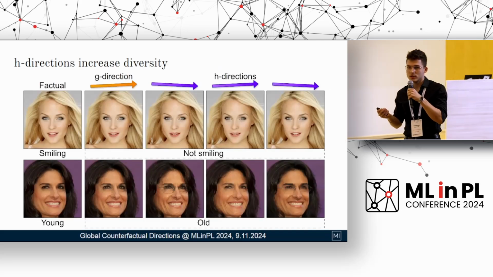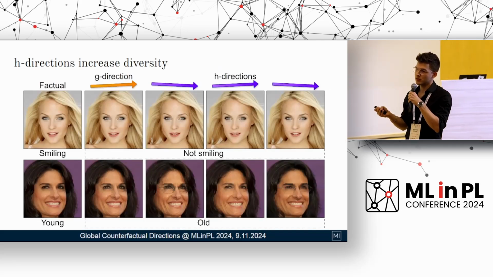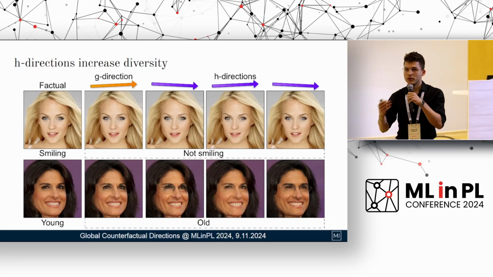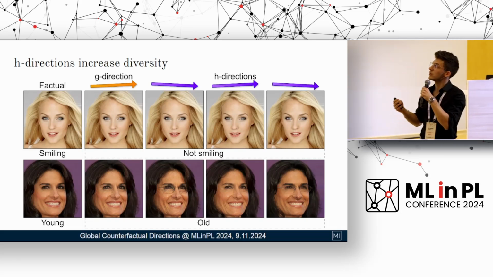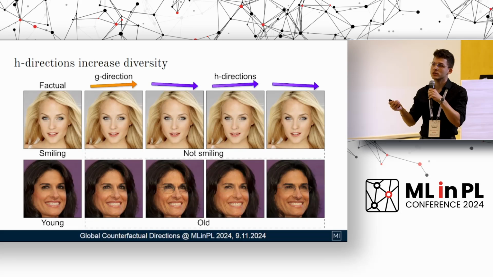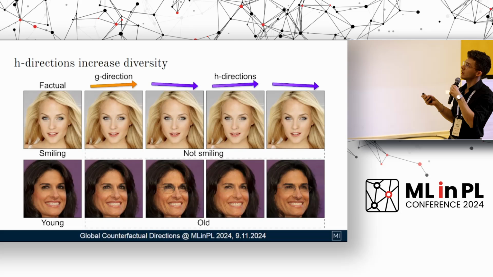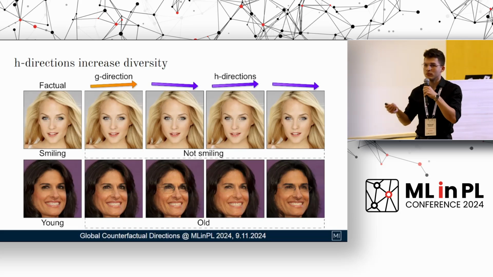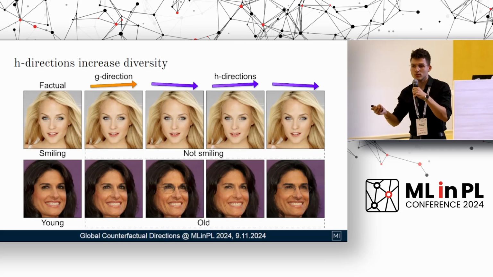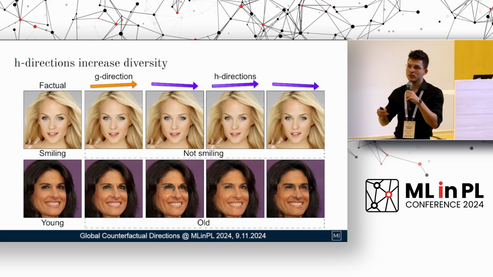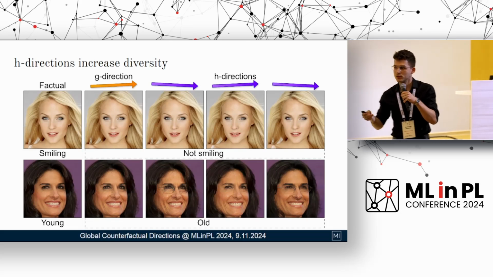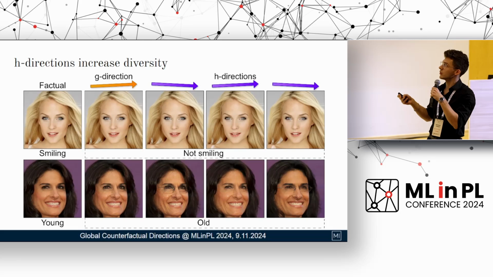About the H directions, they can also serve as a source of diversity. If you only have one image, you can just take the G direction, take the H directions, and observe that the influence of them is different. And this is also principled because the H directions come from the definition of the eigenvectors of the Hessian matrix, and those are orthogonal, so you should expect that they differ.